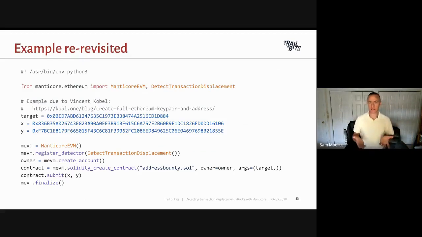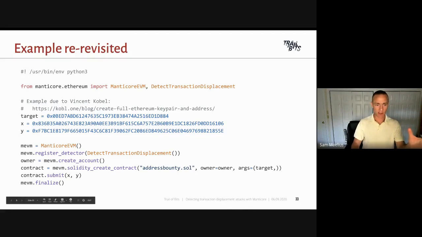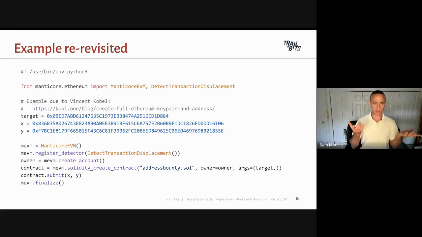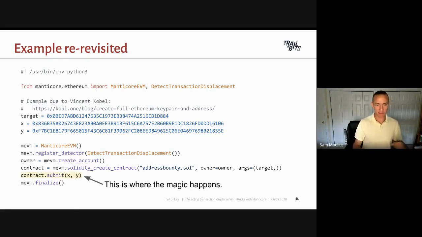So we've implemented this idea in a detector called detect transaction displacement. And what I have here is a Python script just to give you the flavor of how you use this. This script is pretty simple. What I've done is I've taken an address and a public key from a blog post due to Vincent Cobell. And all the script does is deploy the contract with the target address and then call this function submit with that public key. And of course, this call is going to succeed because this public key really does correspond to this address.